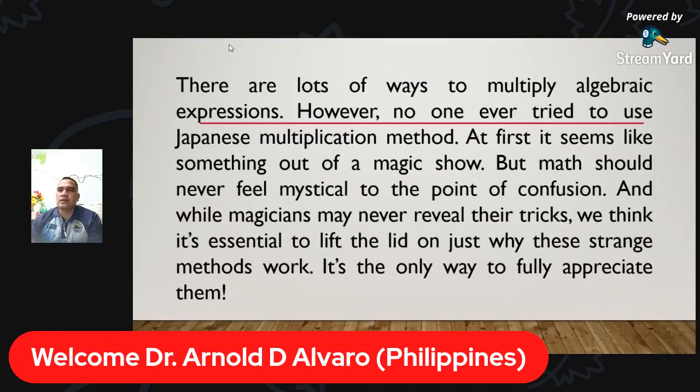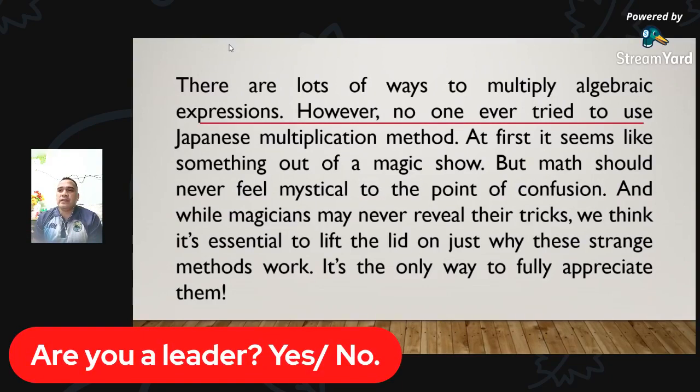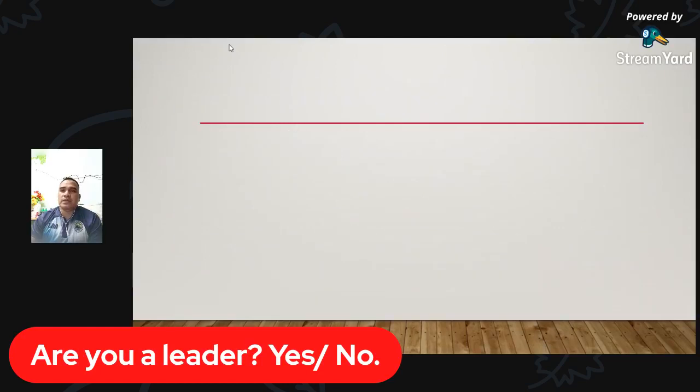There are lots of ways to multiply algebraic expressions. However, no one ever tried to use the Japanese multiplication method. At first, it seems like something out of a magic show, but math would never feel mystical to the point of confusion. And while magicians may never reveal their tricks, we think it's essential to lift the lid on just why this strange method works, as it is the only way to fully appreciate it.